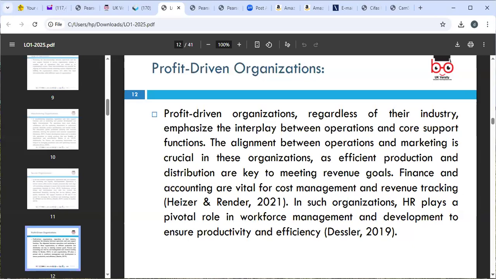Hanza and Render 2021. In such organizations, HR plays a pivotal role in workforce management and development to ensure productivity and efficiency, and very important to profit-driven organizations. Three things are very important to them. One is the operations and the core functions. Two is that finance and accounting play a major role. And the third part is the HR.